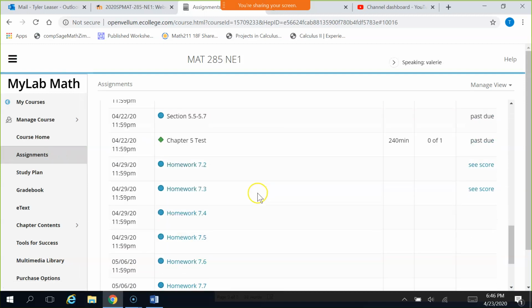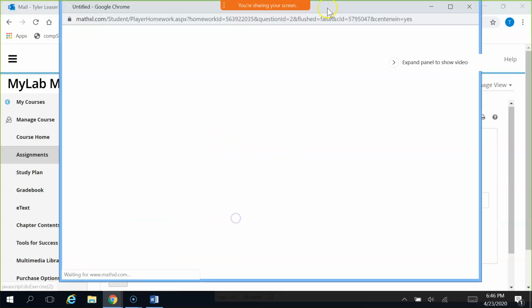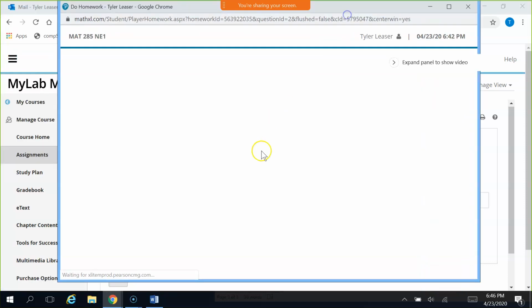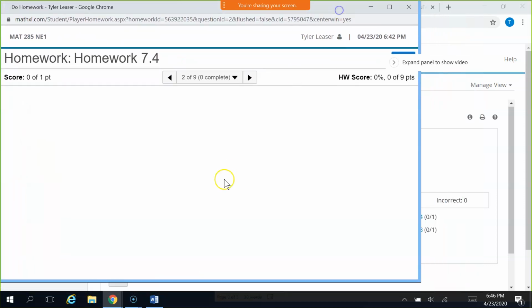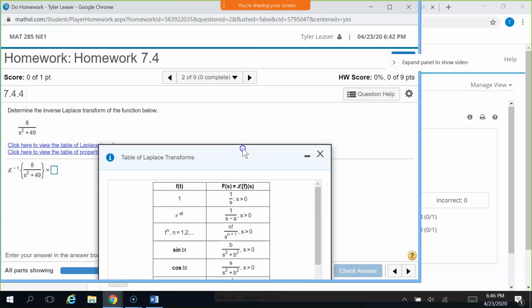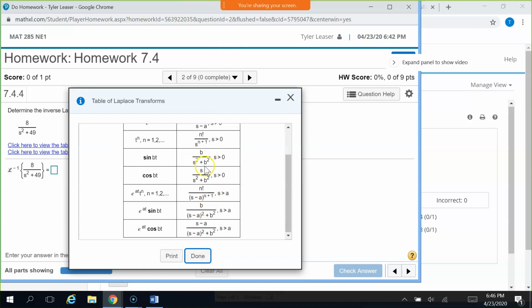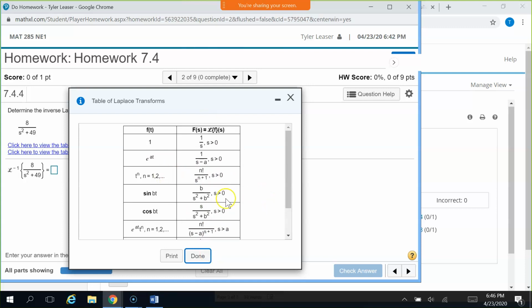Section 4 is where you start doing it backwards. This is where you're given the Laplace transformation and you're trying to find the original function, the inverse Laplace transform. So let's see, just a quick example here. Like if you're given 8 over s squared plus 49, when you go to the table, instead of looking at the first column, you want to look at the second column and see if you can find one that matches. This looks like the sine function: a constant on top, s squared plus a constant squared on the bottom.